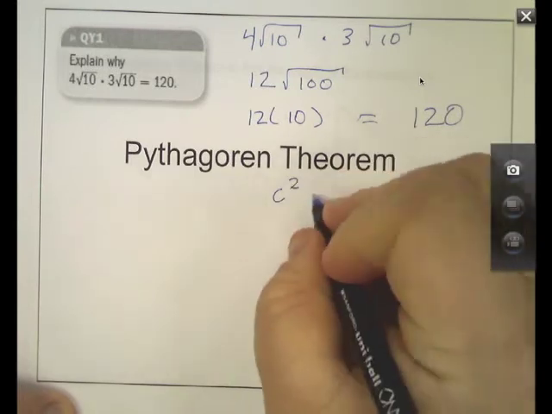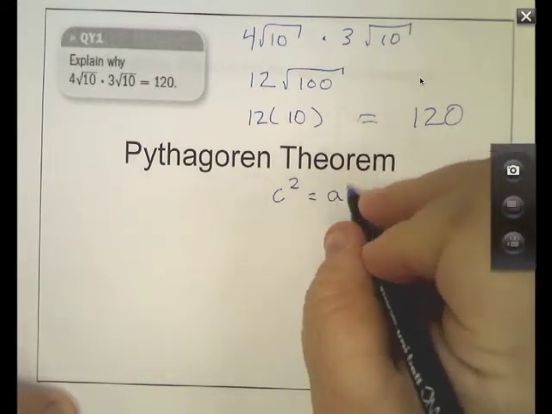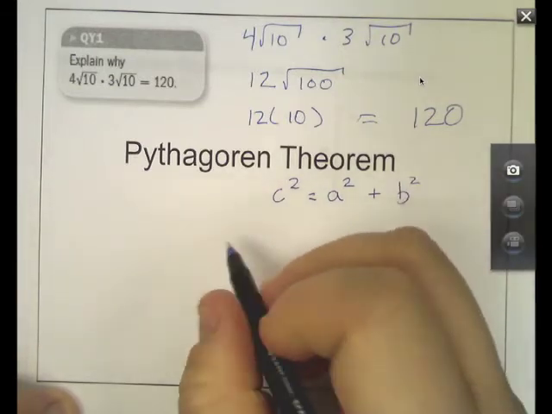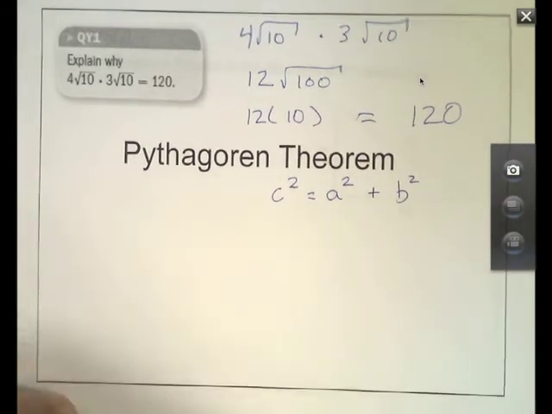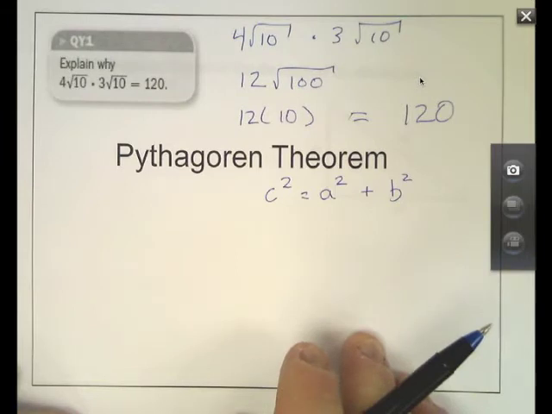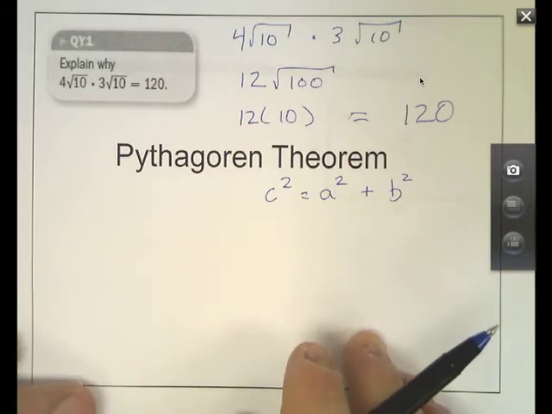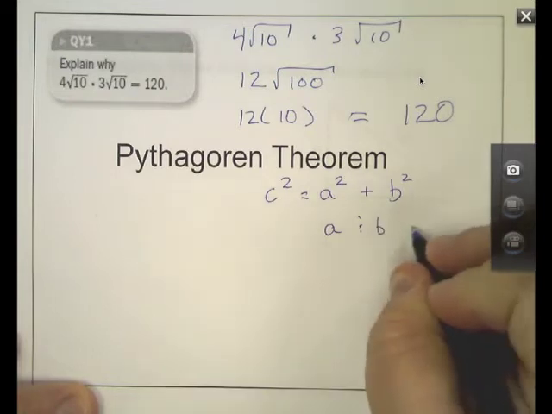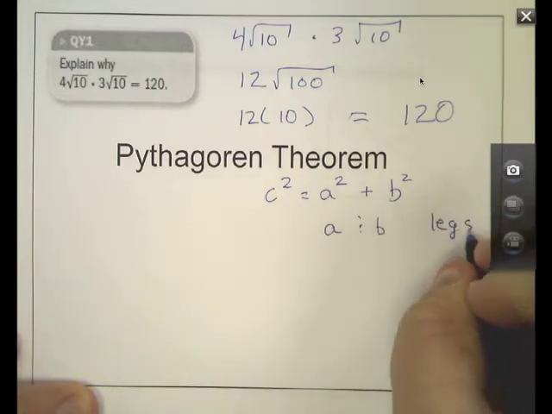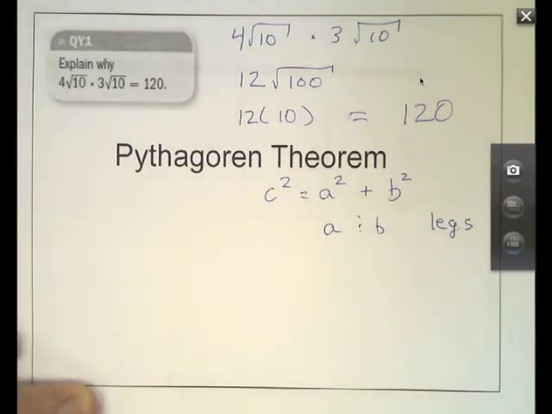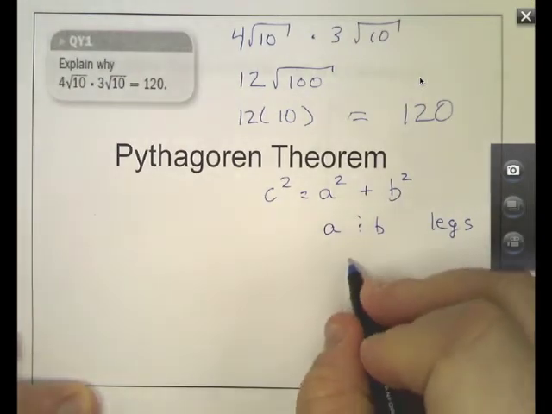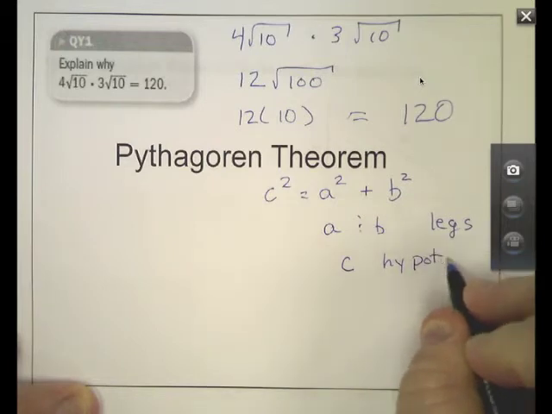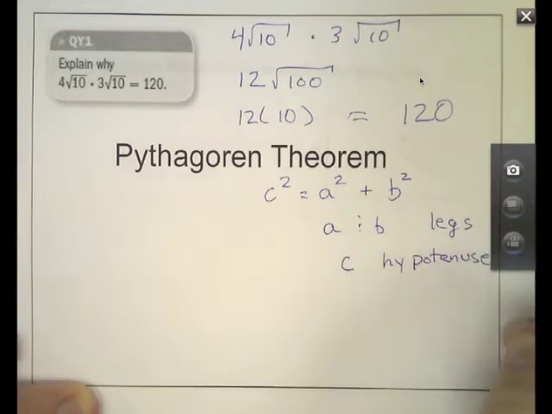Okay? Going to the Pythagorean theorem. The Pythagorean theorem is c squared equals a squared plus b squared. You need to put that in your notes. Very important piece of information you're going to use for a very long time. A and B are what we call legs. They are legs of the triangle.